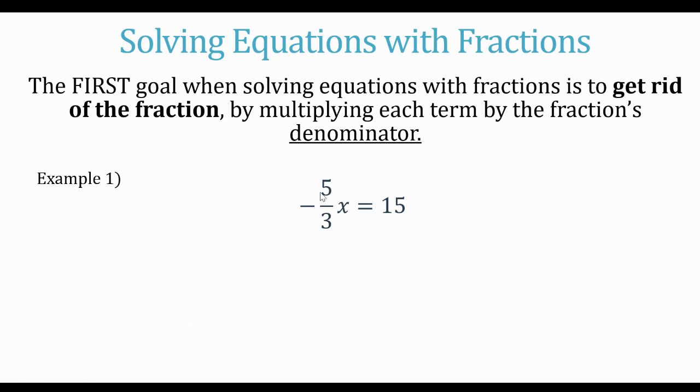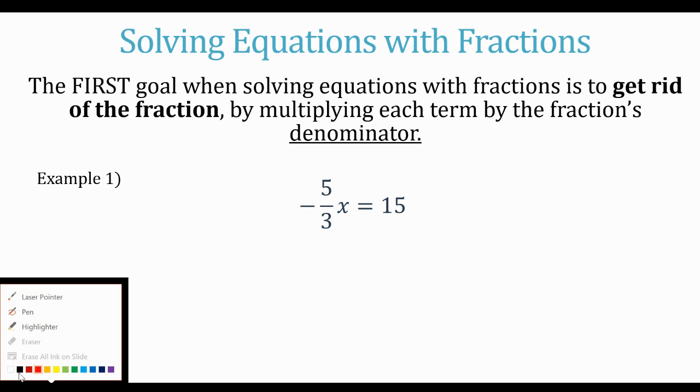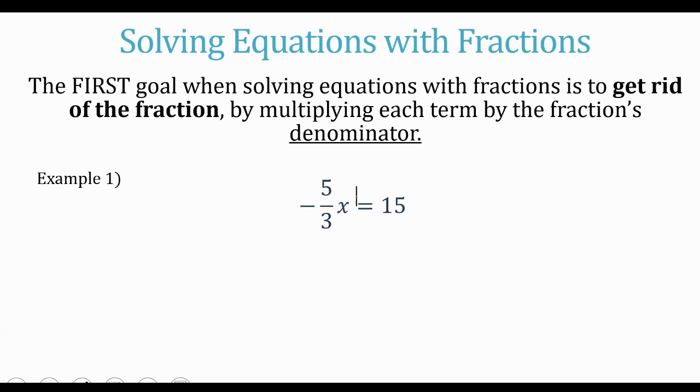So here we have negative 5 over 3x equals 15. So the first thing we're going to do is we're going to draw those train tracks. And like it says over here, multiply each term by the fraction's denominator. Now, if you don't remember the word denominator, that is the number that is on the bottom of the fraction. So in this case, it's the number 3. So we are going to multiply by the number 3.